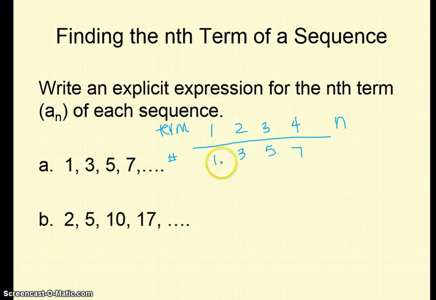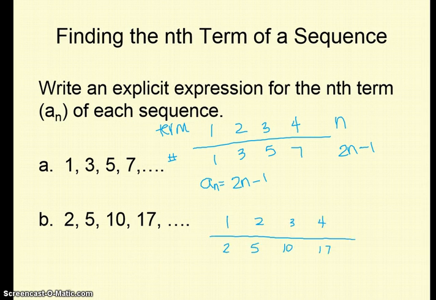I know I could do times 1 here. These are all going up by 2 each time, and actually my actual numbers seem to be 1 less than double the top number. So if I did 2 times this number minus 1, I would get 3. 2 times 3 minus 1 is 5. 2 times 4 minus 1 is 7. So I'm doing 2 times my term number minus 1. So when I write out my formula, it's 2n minus 1. Go ahead and try B on your own.